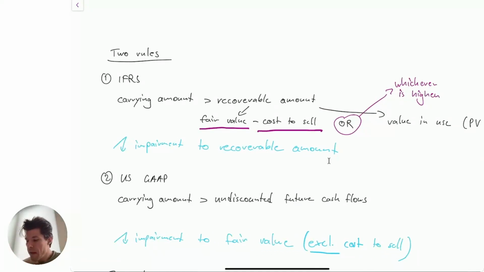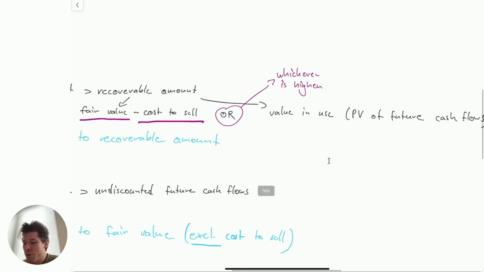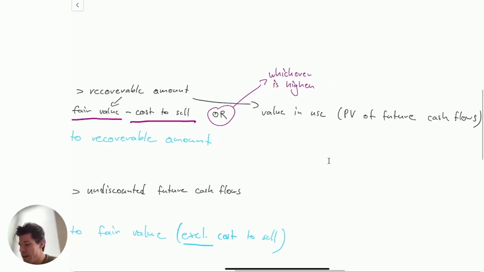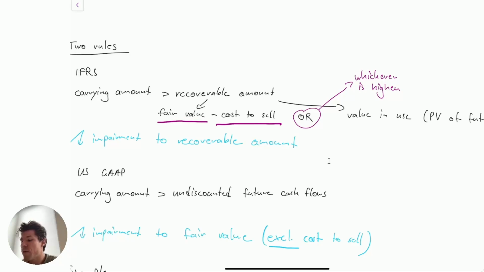Because think about, if your fair value minus cost to sell is quite low compared to value in use, the present value of your future cash flows, because your property, your plant, or your equipment still generates value, then why should you sell it for less if it still produces value? The other way around, if the machine or the property, the plant is quite old and doesn't generate much future cash flow, but your fair value is still quite high, you could sell the machine still at a good price, then your recoverable amount should be higher.